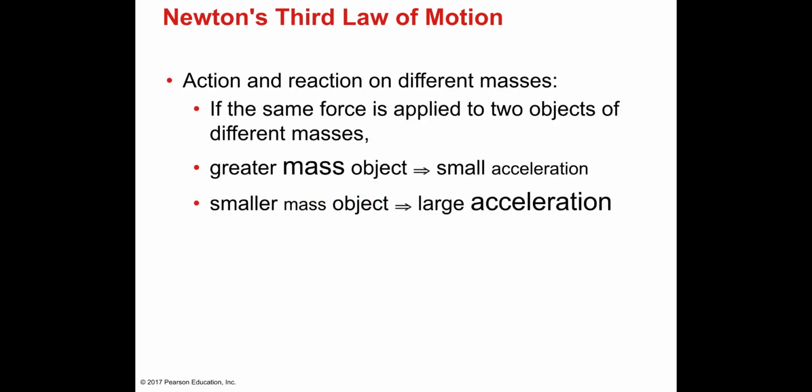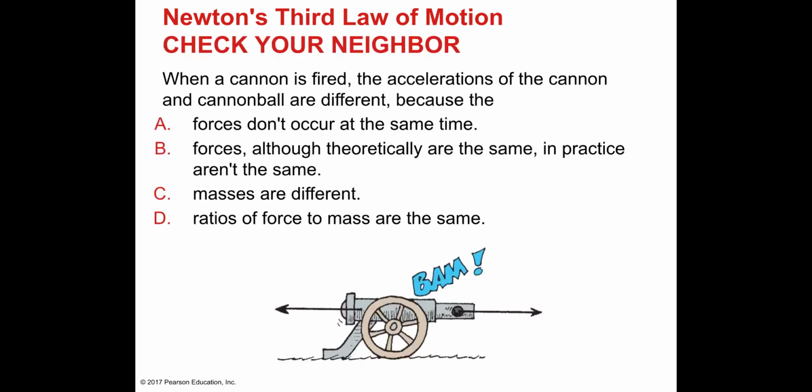Action and reaction on different masses. If the same force is applied to two objects of different masses, one thing you remember is that a greater mass object means a small acceleration. That's Newton's second law. So we'll borrow Newton's second law to explain some of the things here. And a small mass object requires a large acceleration. Don't forget. Let's check this question.